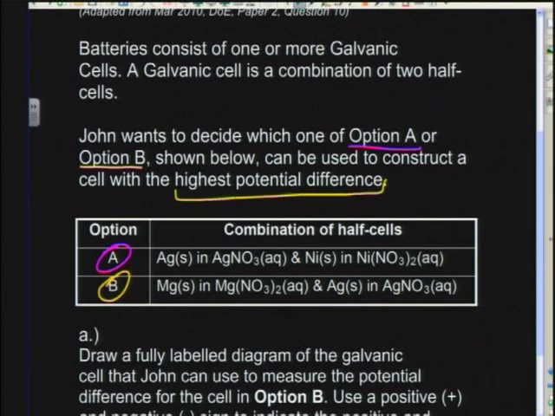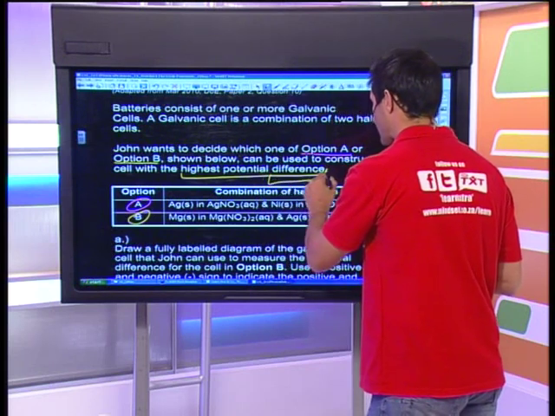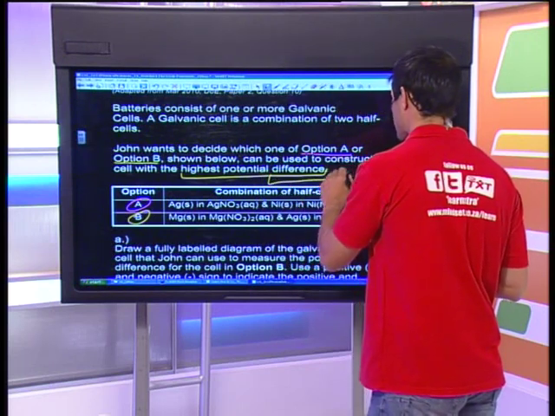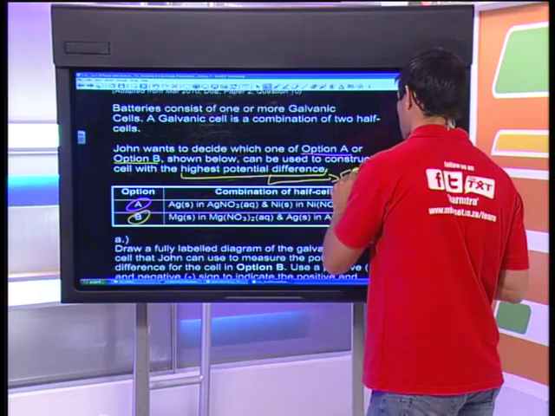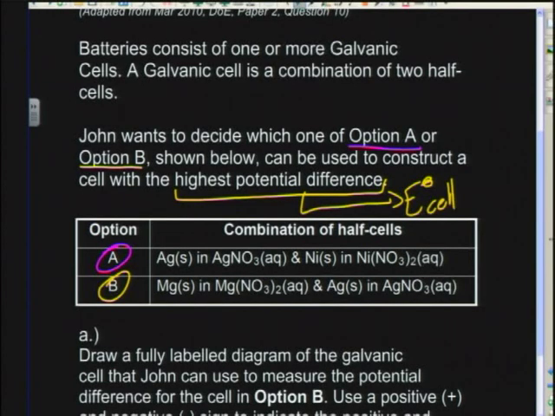Okay, now let's see what's going on inside this question. It tells me that we've got two combinations of cells. Highest potential difference. Guys, this is just fancy language for saying they want the highest E naught cell. So we're going to have to do a little bit of calculation. They want the highest E naught cell. And we can figure that out using our equation, using our knowledge of redox.